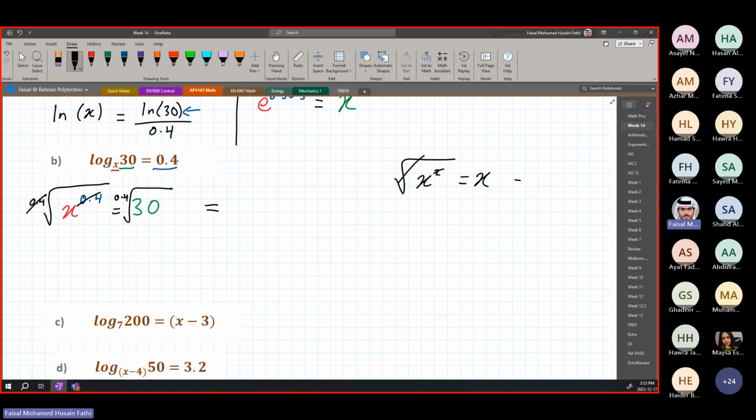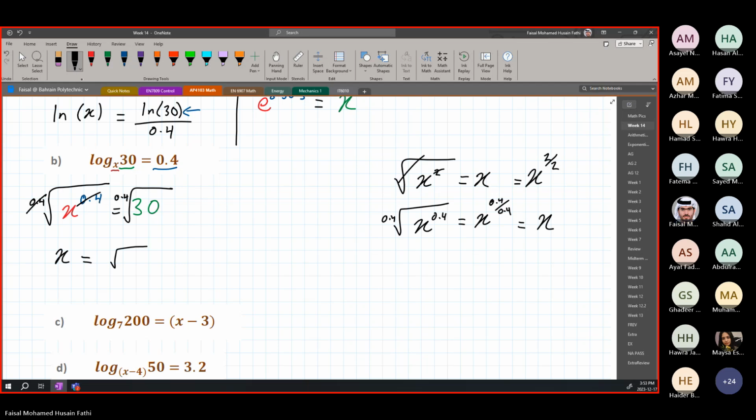x. Why? Because this is simply saying x to the power of 2 over 2. Right? So if we have x to the power of 0.4, if we do the 0.4th root of it, this is equal to x to the power of 0.4 divided by 0.4, which is equal to x. Right? So you could just do that in one step instead of doing all this mess. You could do x is equal to the 0.4th root of 30. Put this in the calculator and you'll get the same answer.